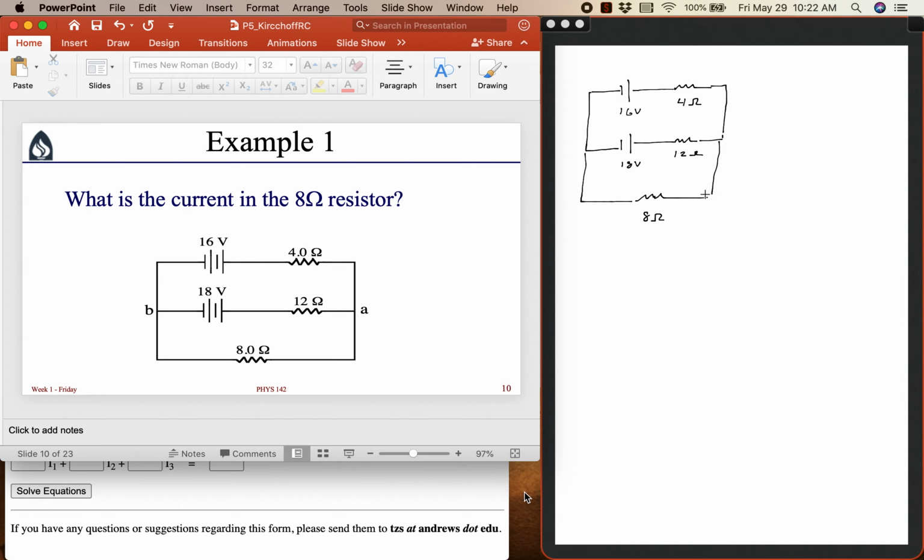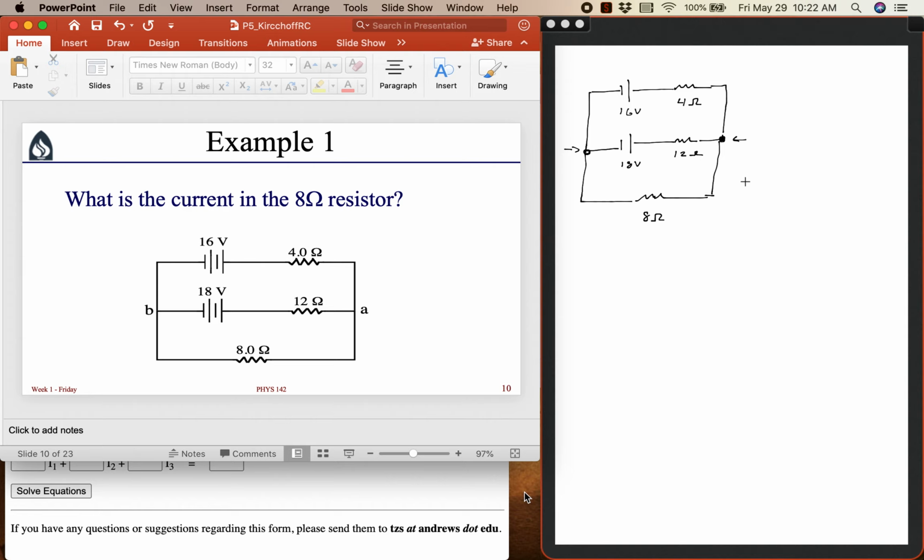The first step in solving Kirchhoff's laws is to find the junction points. Find the places where currents branch off or come together. So this circuit has 2 junction points. One is here, and then one is here. So those are the junctions in our circuit.